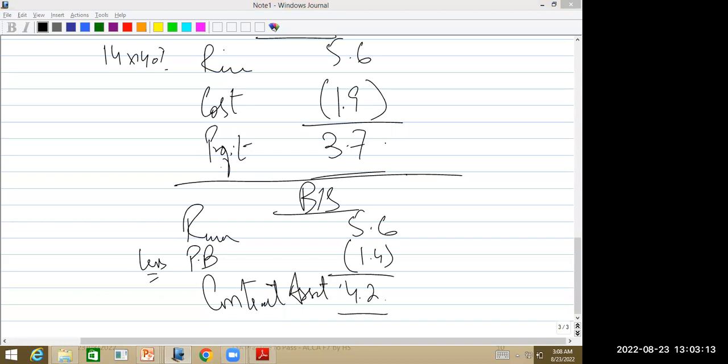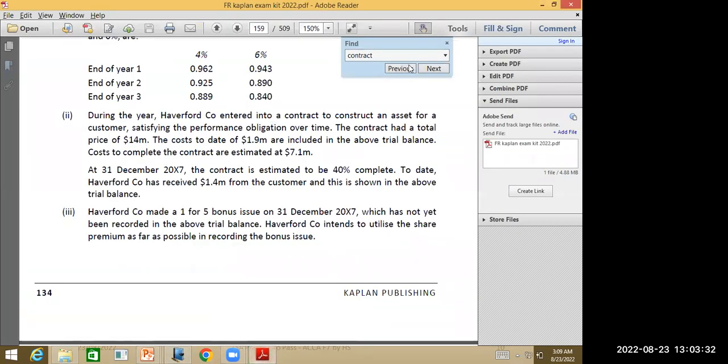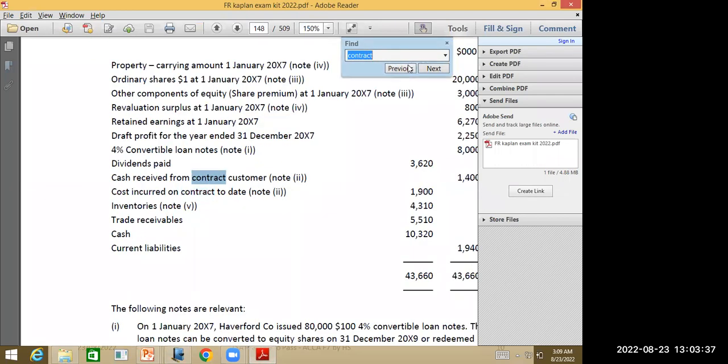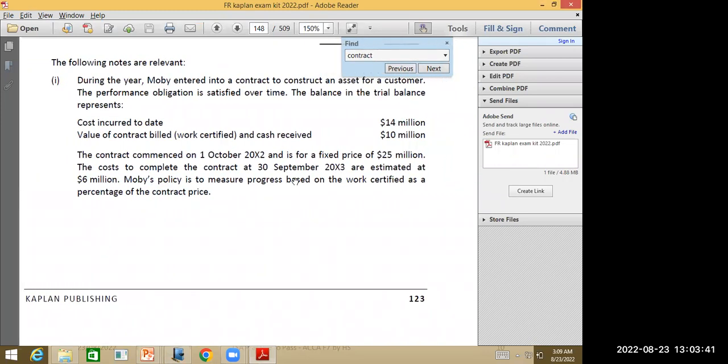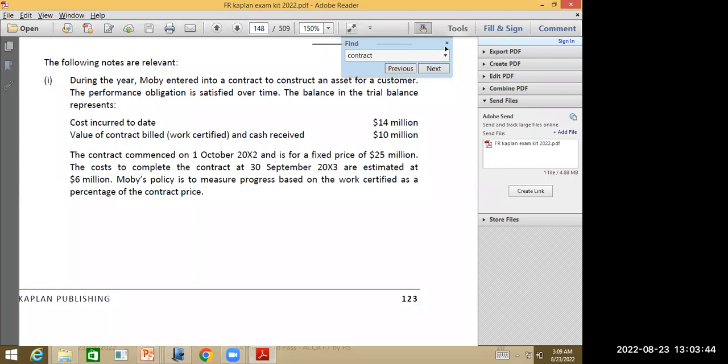It's mentioned here in the question. Okay, you should do one more question to clear any doubts. So one more question for you guys. Mobi note number 1.